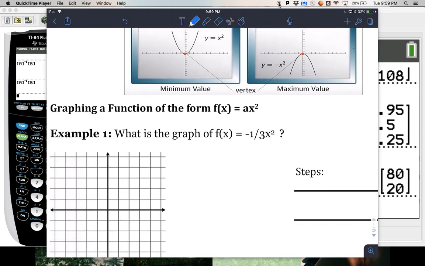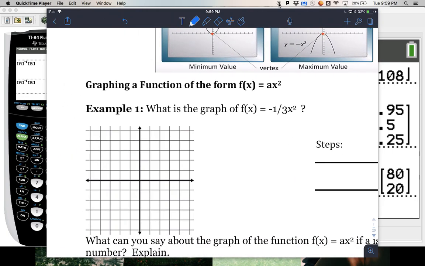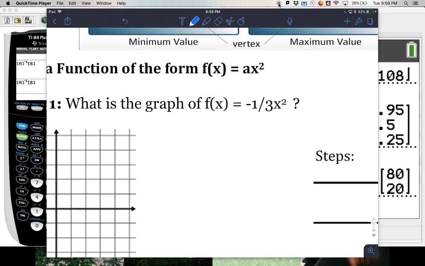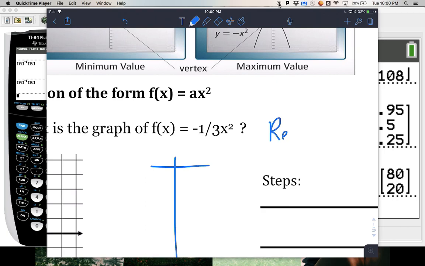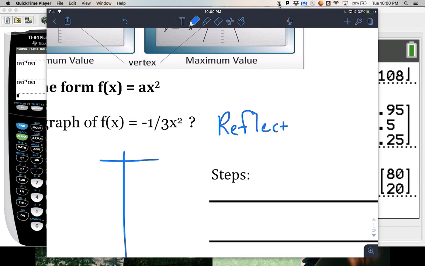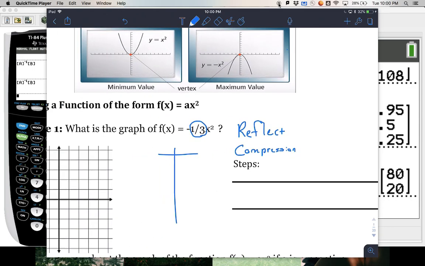So we're going to graph this first one here. We've got negative 1/3 x squared. So this one has this negative 1/3. First of all, that negative is going to reflect. And then the 1/3, since it's a number less than 1, we're going to say that's a compression. And what that literally does is it makes everything 1/3 as high.